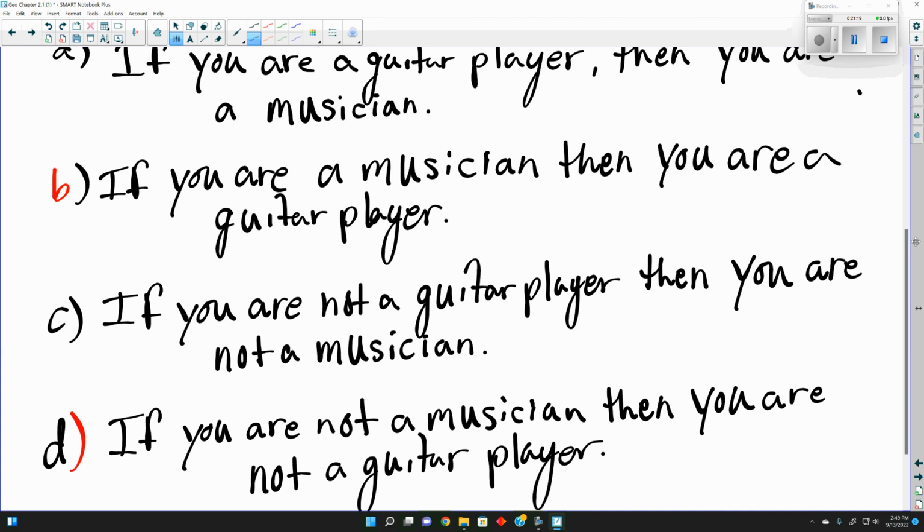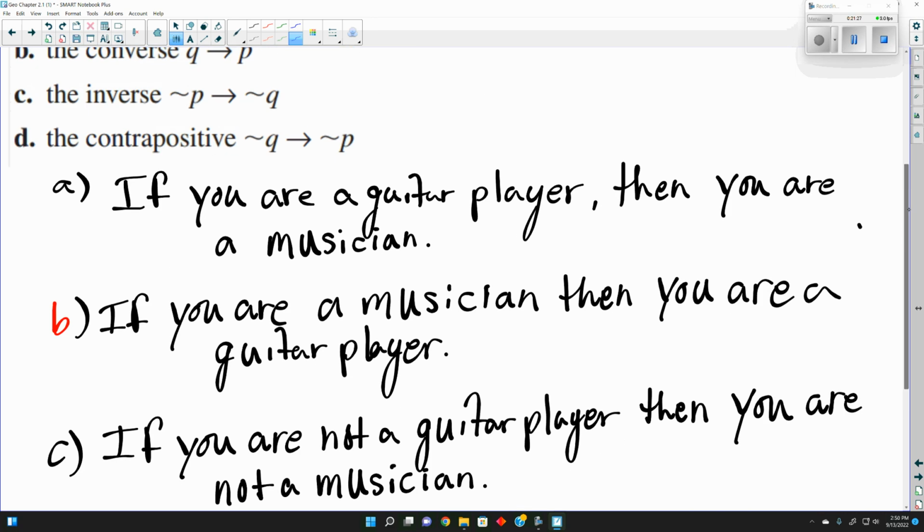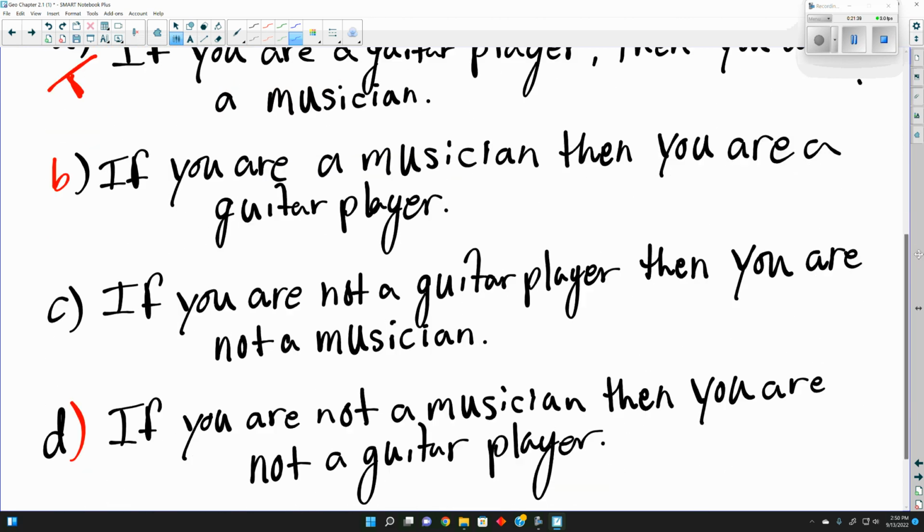So now we're going to say whether they're true or false. If you're a guitar player, then you are a musician. Is that true? That's true. How about the second one? If you're a musician, then you're a guitar player. You can play other instruments besides the guitar, so that's false. Do we have to say whether they're true or false? If it asks for it, yes.